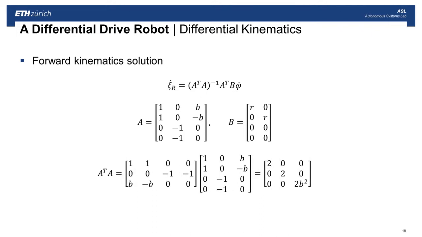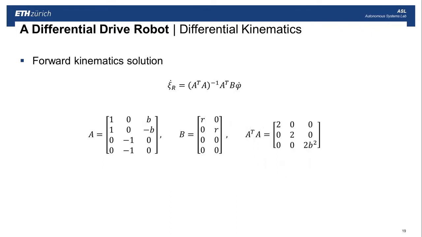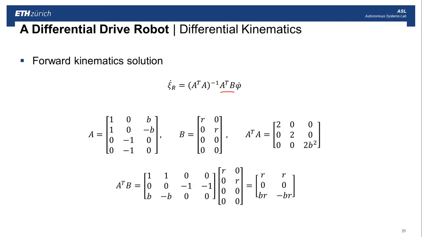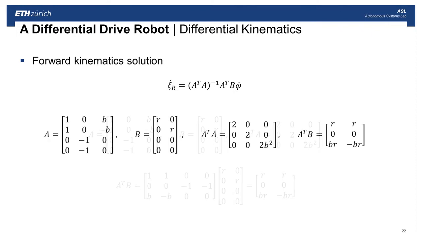And you end up with this nice, simple diagonal matrix, which has 2, 2, and 2b squared along the diagonal. So I'll just put that in my row of intermediate results. The next part of the equation is this A transpose B. And if I put those matrices right next to each other, again, this is a really simple matrix multiplication. I end up with this R and BR, and then R and negative BR. And I'll put that again in my row of intermediate results.